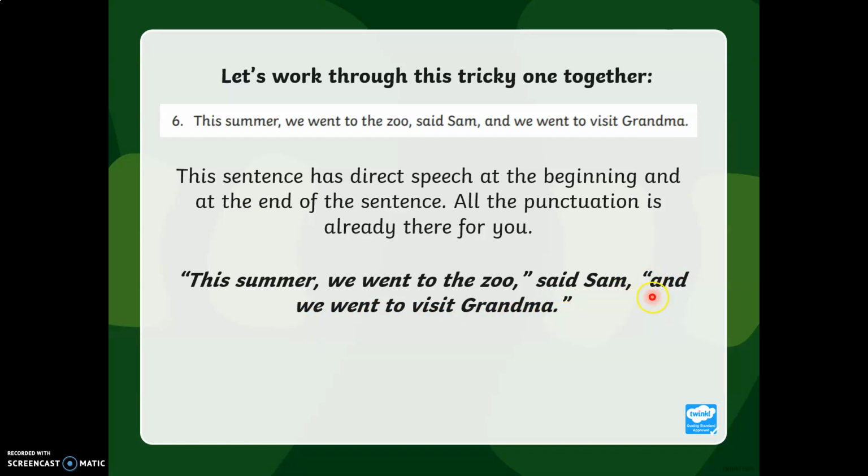Now you'll notice with this second part of the direct speech, it does not need a capital letter because it's continuing on with what he said over here. Once again at the end, we've got a full stop there and the quotation marks there.